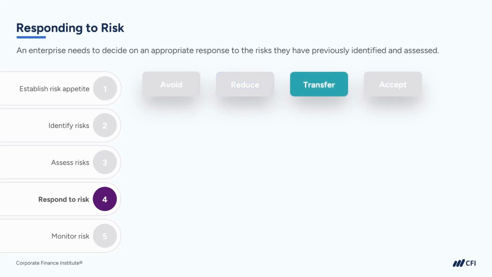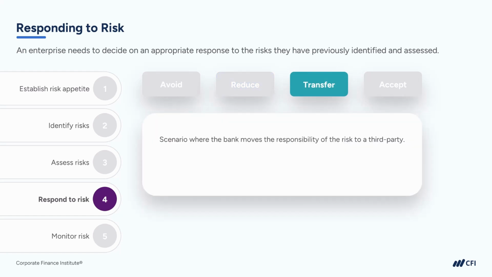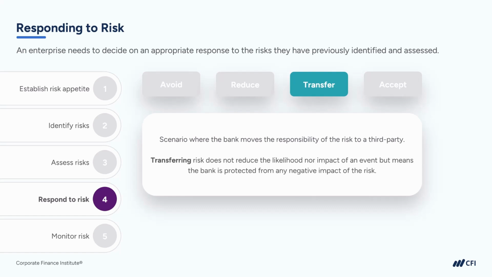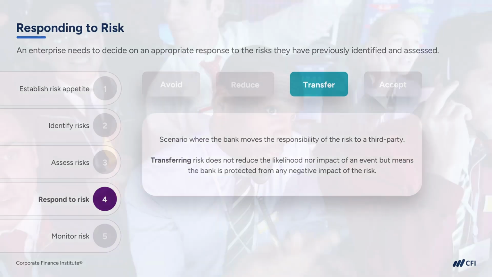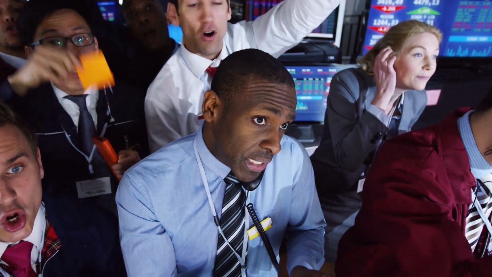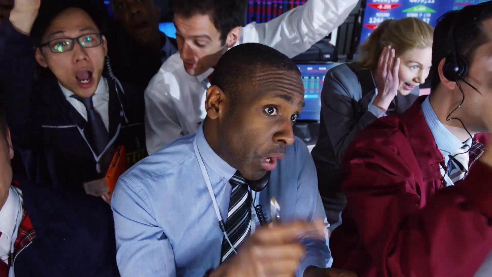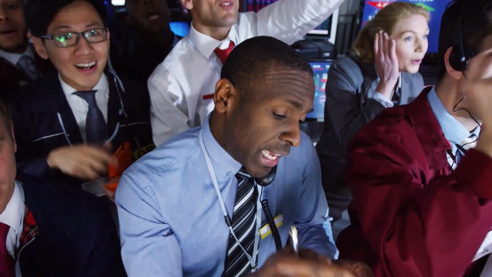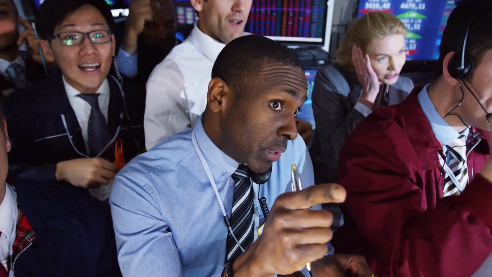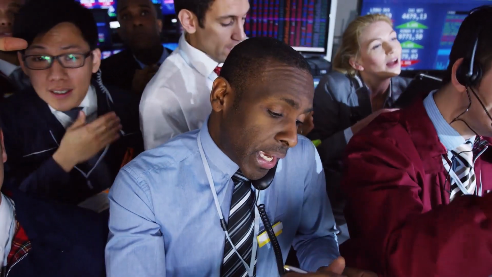Risk transfer is the scenario where a bank moves responsibility of the risk to a third party. Transferring risk does not reduce the likelihood or impact of an event, but means the bank is protected from any negative impact of that risk. Hedging is an example of risk transfer. Banks often use derivative contracts to hedge and transfer risks from financial market transactions they are involved with.